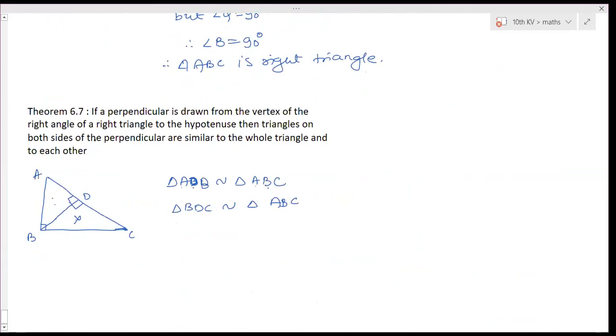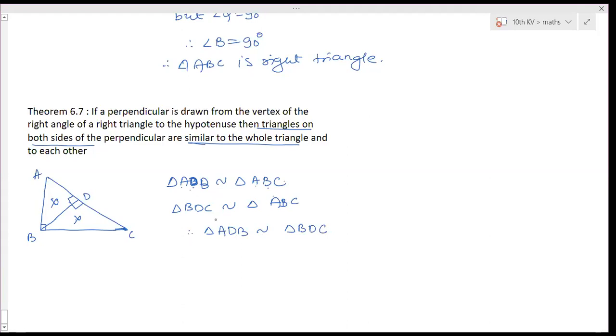That is what is given: the two triangles on both sides of the perpendicular are similar to the whole triangle. So we have proved these two triangles are similar to the whole triangle. And if they are similar to this triangle, that means they are similar to each other. Therefore, triangle ADB is similar to triangle BDC. This triangle is similar to the larger triangle, and BDC is also similar to ABC, so they are similar to each other. Therefore, ADB is similar to triangle BDC.